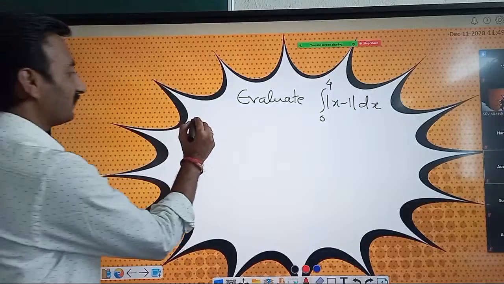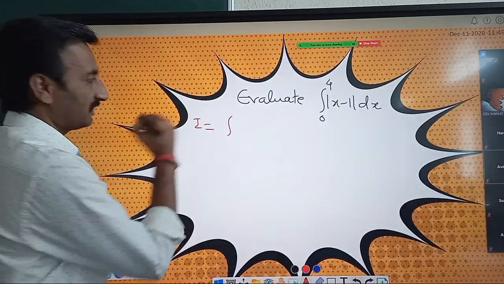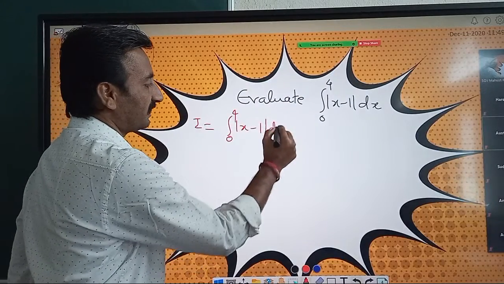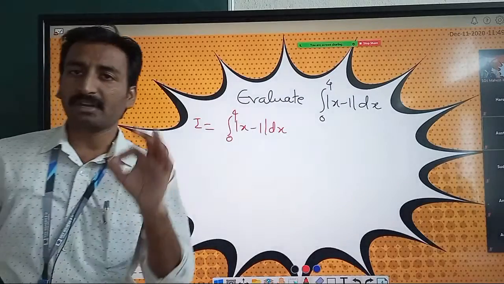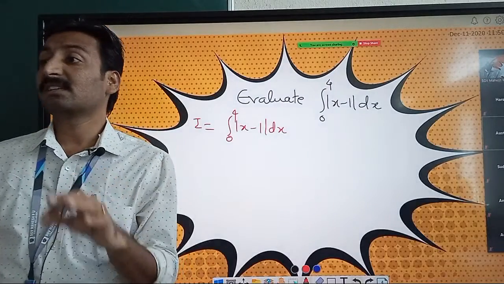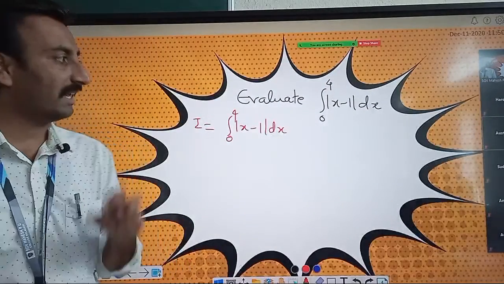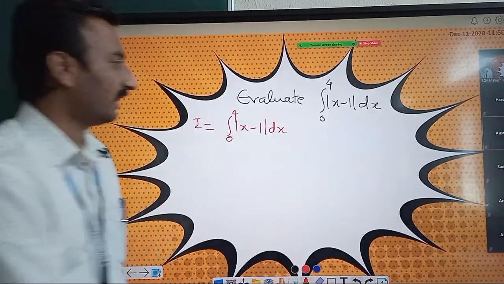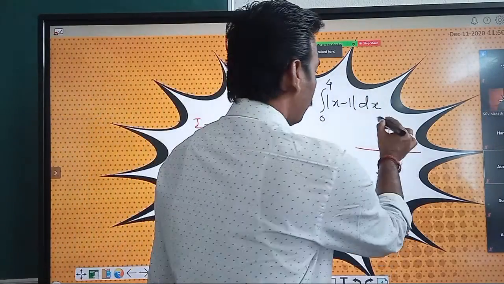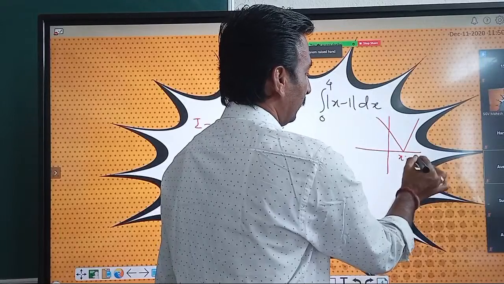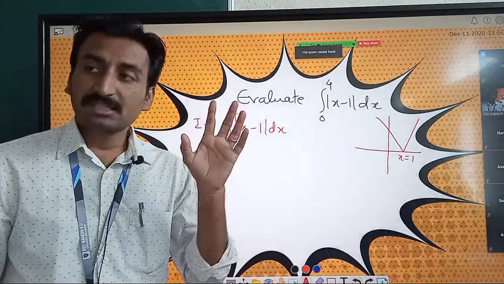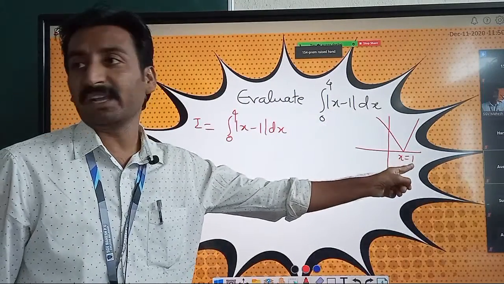Now look at this. I take it as I, the integration from 0 to 4 of modulus of x minus 1 dx. A very important and interesting thing regarding modulus functions is where it touches the x-axis, because that point is a non-differentiable point. If you take x minus 1 equal to 0, you get x equal to plus 1. So the graph looks like this, correct? Say for example it is x equal to 1 here. The 0 occurs for this function at the point x equal to 1.